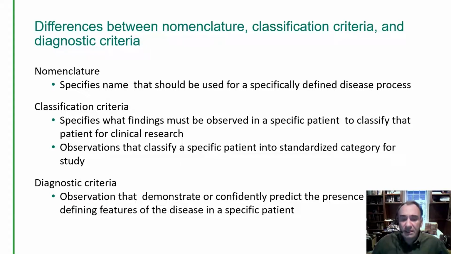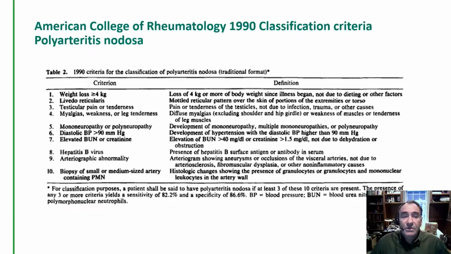get into studies. Related but slightly different are diagnostic criteria, which were observations that demonstrated or confidently predicted the presence of the defining features of the disease in a specific patient. That gets more at what we really need to do from a realistic standpoint clinically. So the American College of Rheumatology in 1990 developed classification criteria for a number of different conditions. I'm going to go through them very quickly.